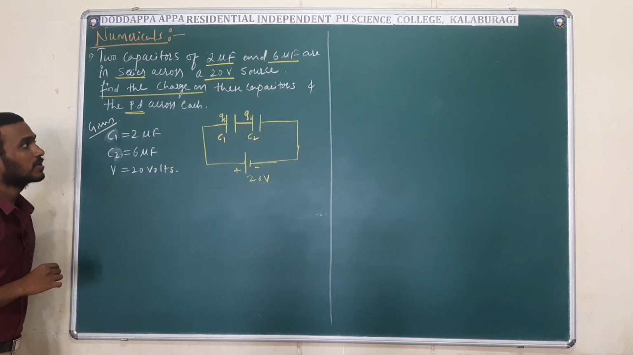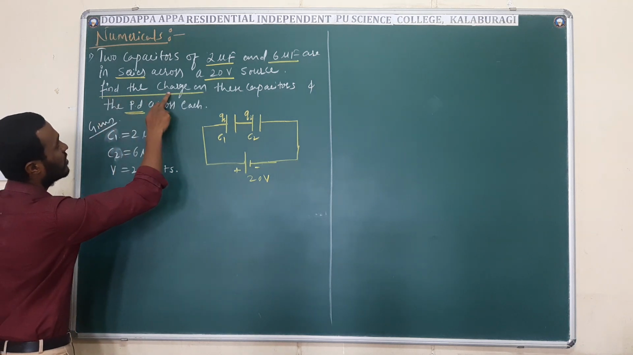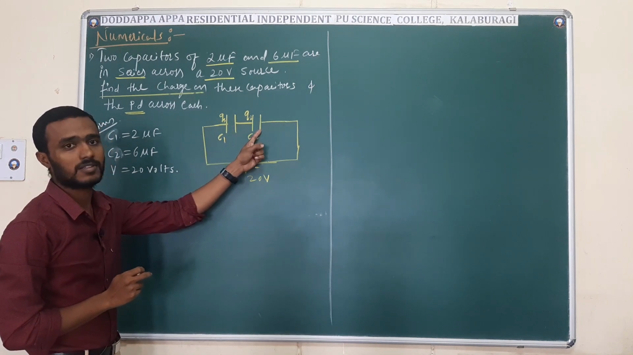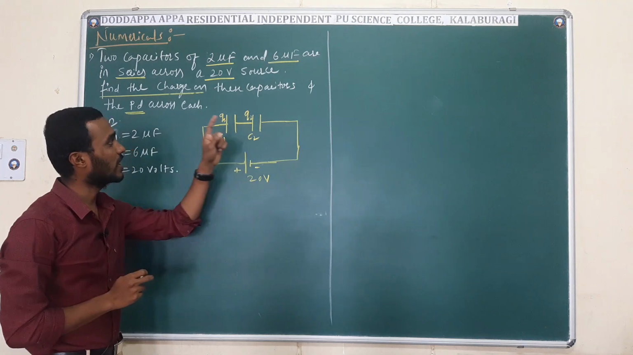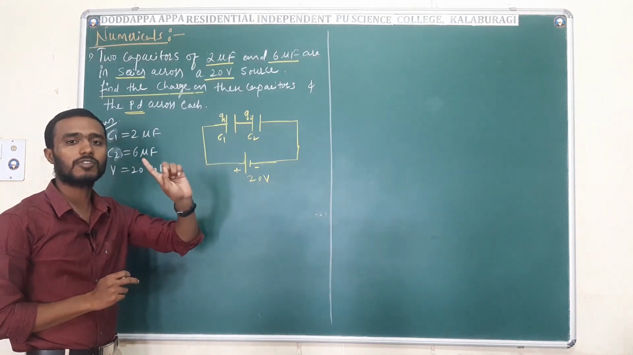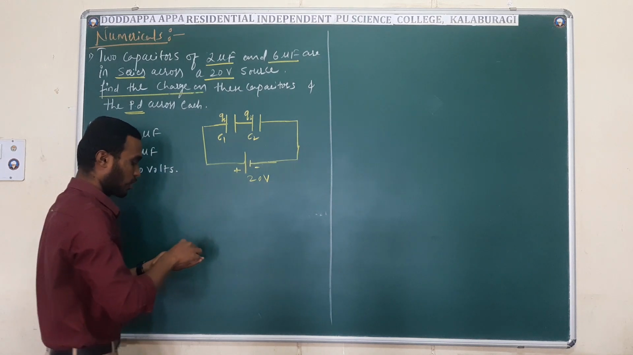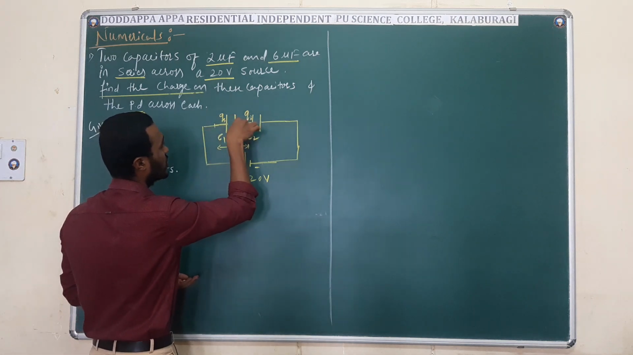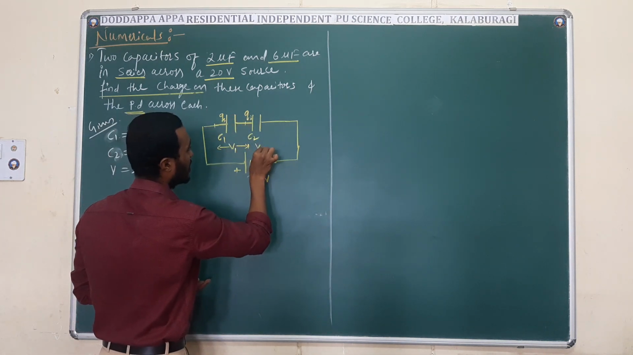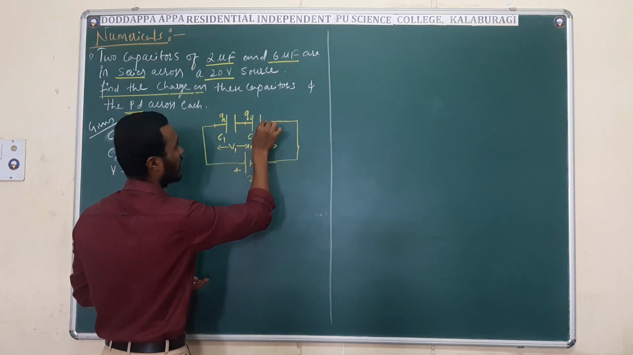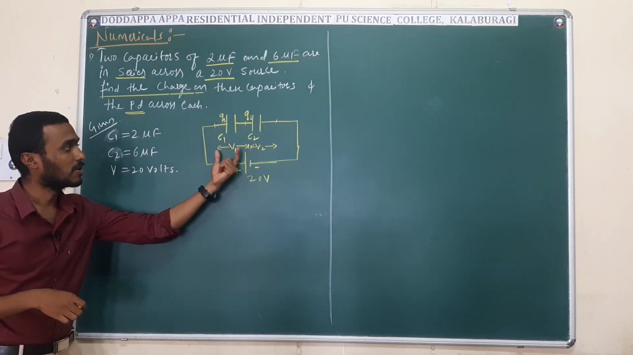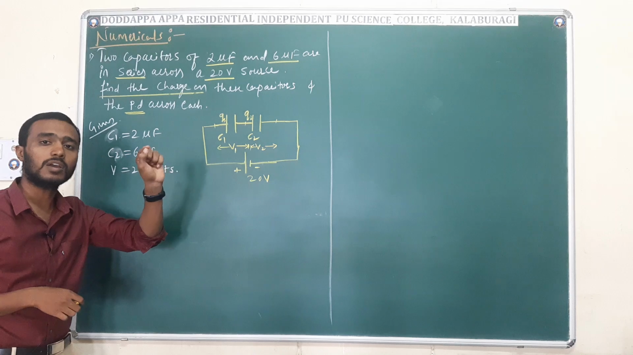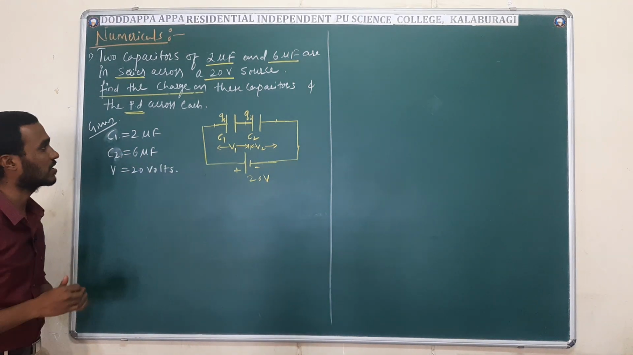So what is our aim? Our aim is to find the charge on these two capacitors. It is a series connection, so in a series the charge on each capacitor will be the same, and the potential will divide. This is the first capacitor with V1 potential, and here V2 potential. In a series, potential divides across the capacitors, but the charge is the same due to the induction effect that we discussed in the theory part.